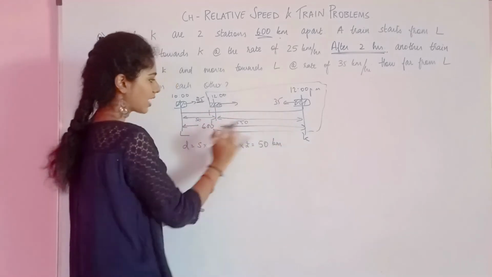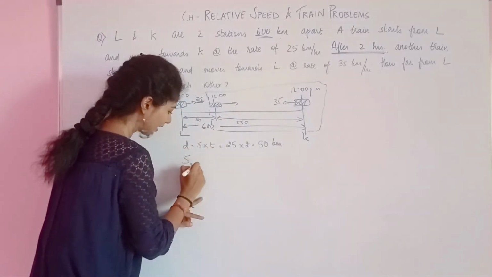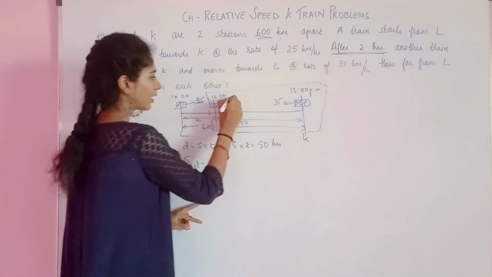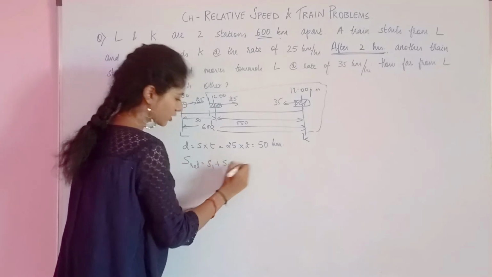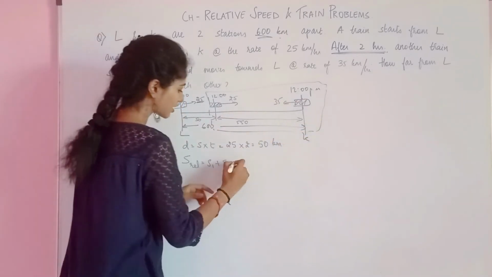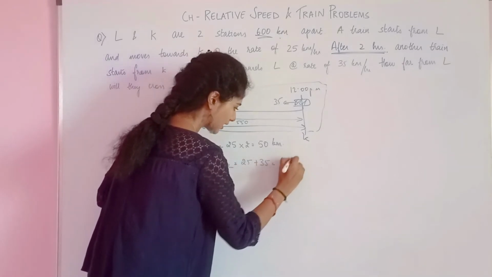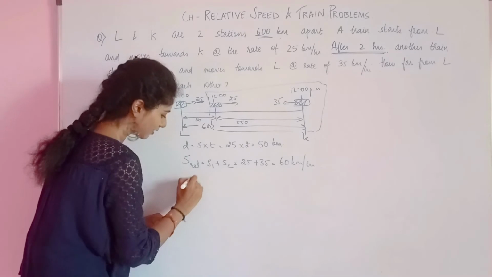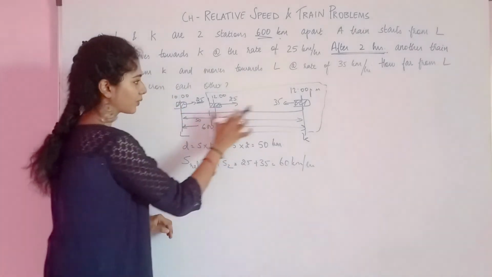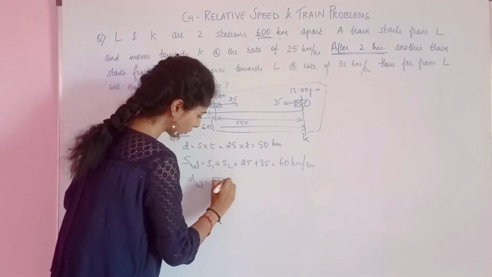Alright, there are two trains. The distance between them is 550, and right now you have to calculate the relative speed. The relative speed will be equal to what? This is S1, this is S2. So S1 plus S2, because they are going in opposite directions towards each other. So it is 25 plus 35, which is 60 km per hour. And what is the relative distance between the two at 12 p.m.? It is 550 km.